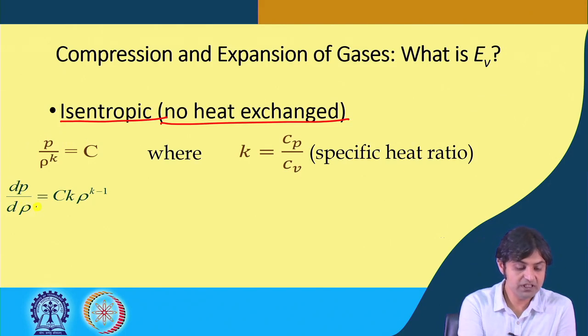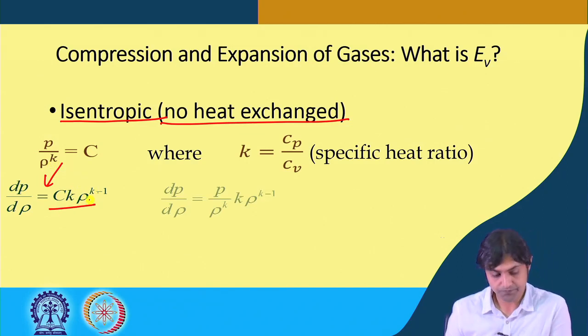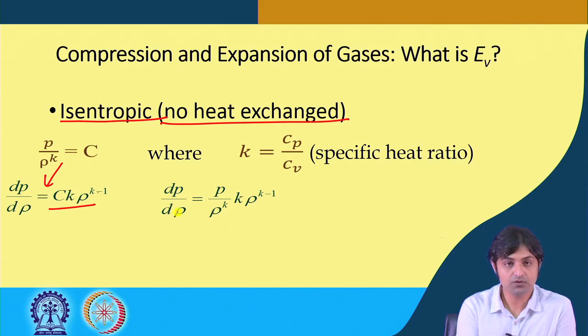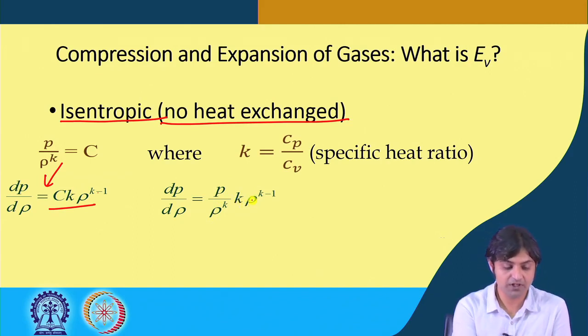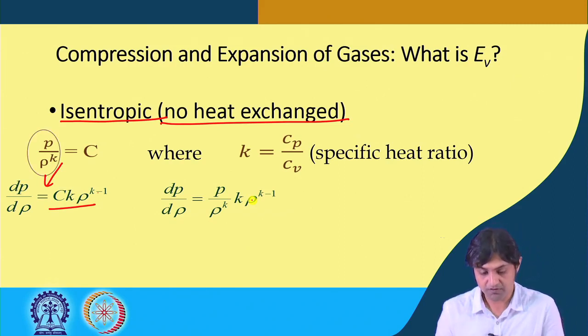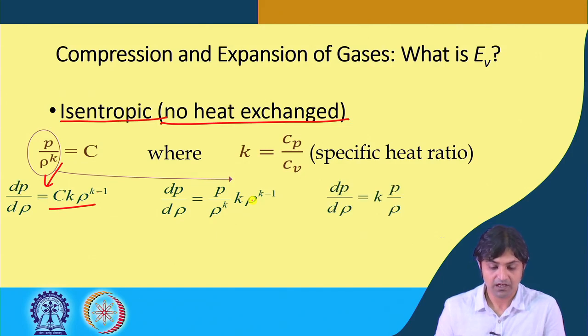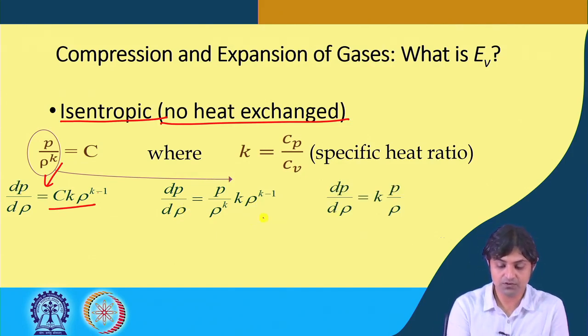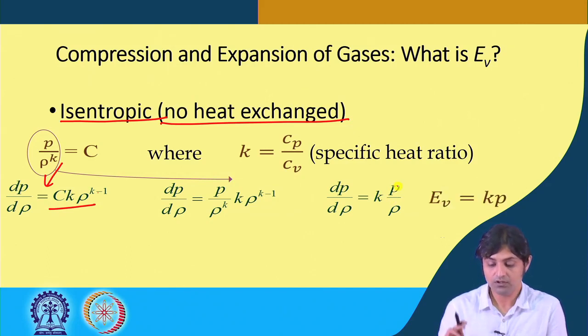So if you do dP by d rho from this equation, you will get C k rho to the power k minus 1. Therefore dP by d rho will be P divided by rho to the power k multiplied by k rho to the power k minus 1. We are substituting the value of C in terms of P by rho to the power k, and therefore dP by d rho will come out to be kP by rho.